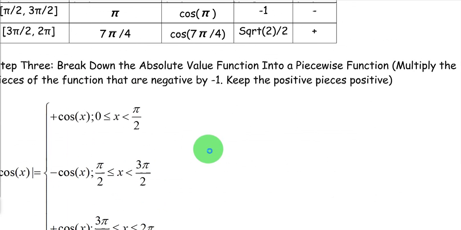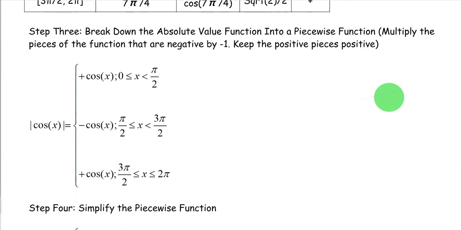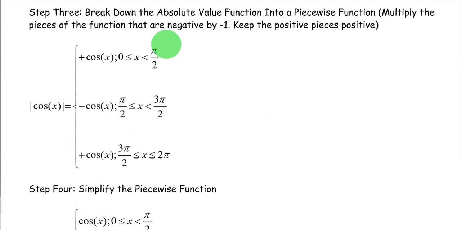So step 3, we're going to break the absolute value function into piecewise functions. Remember to multiply the pieces of the function that are negative by -1. Keep the positive pieces positive.